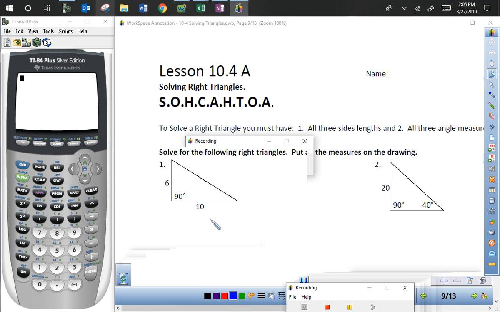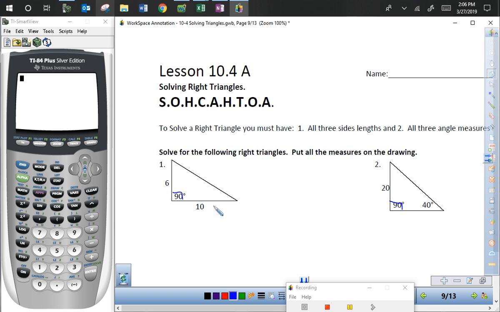and in order to solve a triangle, all of the pieces on your triangle have to be filled in. That means all three side lengths and all three angle measures. Now, in order to do that, they have to give you some of it. The first thing you're going to notice about 1 through 6 is they all have your right angle given. That's a must because in order to use SOHCAHTOA, we must have a right triangle. But then, they'll also give you two other pieces.